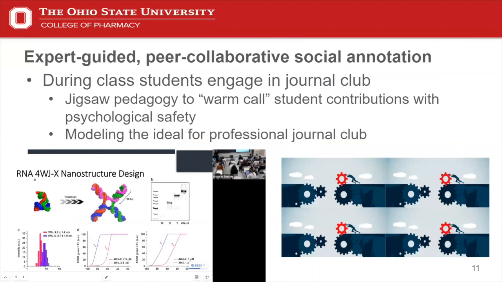But this is where the real beauty comes into play, when we go from the pre-reading on Hypothesis and how we apply it to the in-person lecture, because now we can model a journal club that's honestly the ideal journal club, in my opinion. While I am going over the figures and the methodologies on my PowerPoint slides, I can also put the hypothesis up on my tablet, scroll down, and warm call students into the conversation.